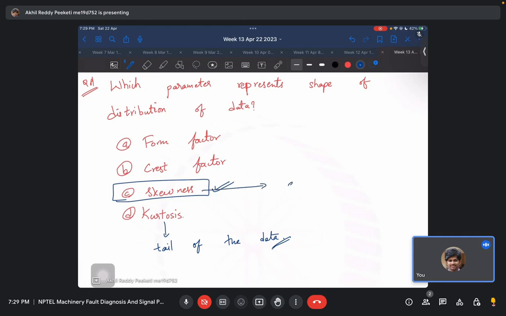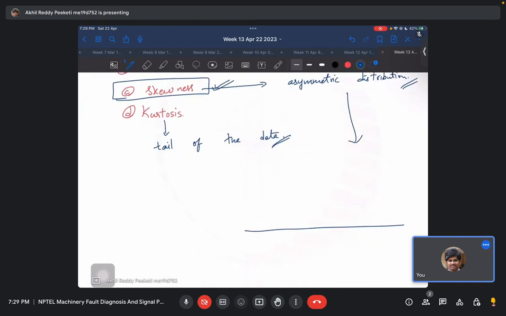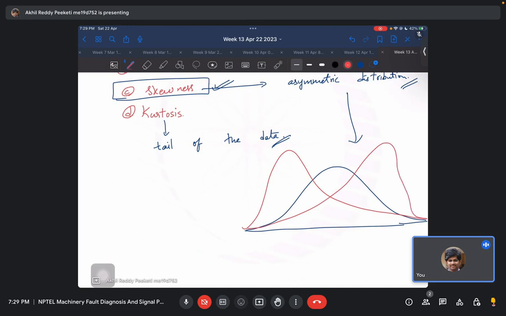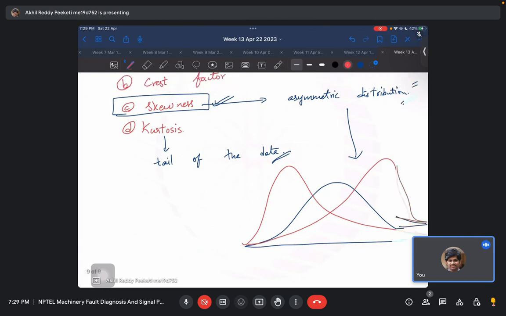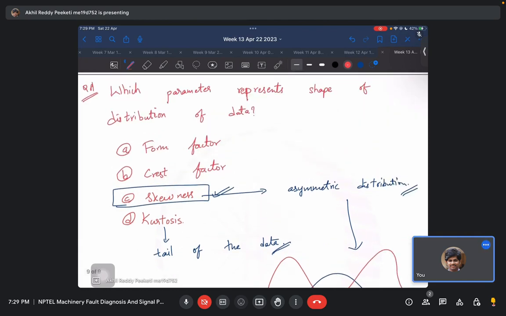Skewness talks about the asymmetric distribution of data. So this actually talks about the shape of the data. Let's say you have a normal distribution, and the data is skewed to the right or skewed to the left. So skewness talks about the degree of asymmetry. It is the one which actually talks about the shape of distribution of data. Okay.